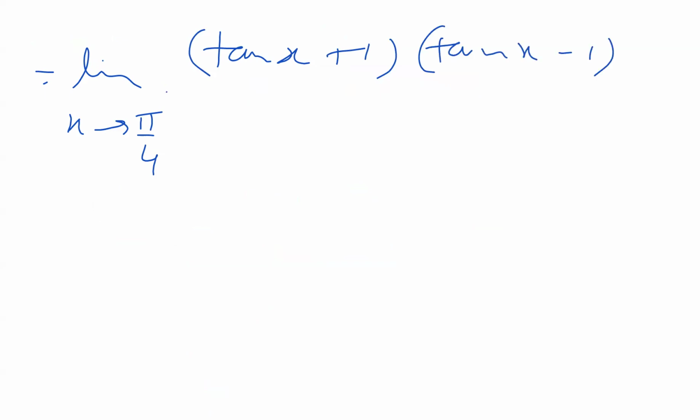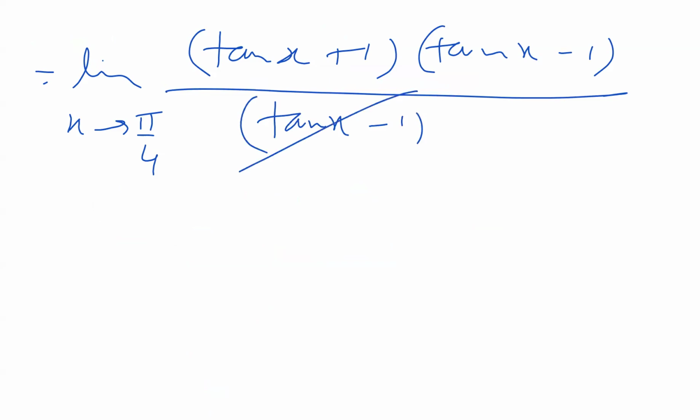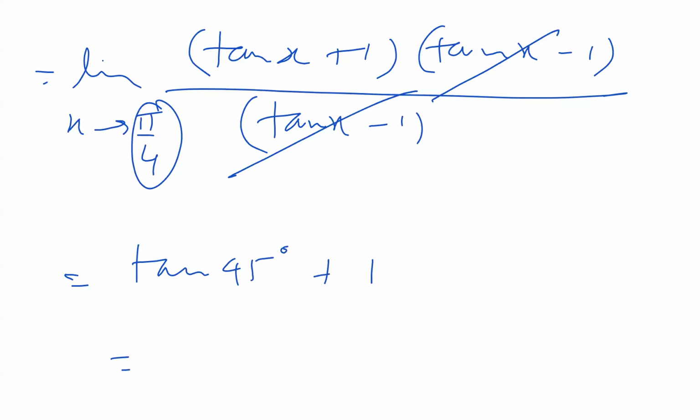Limit x approaching pi by 4. (Tan x plus 1)(tan x minus 1) upon (tan x minus 1). This and this got cancelled. x is pi by 4. Pi by 4 is 45 degrees. Plus 1. So 1 plus 1 is 2. Okay. One last problem.